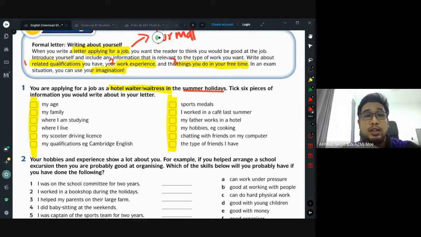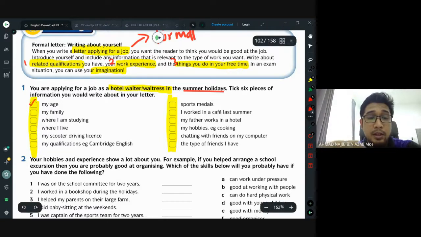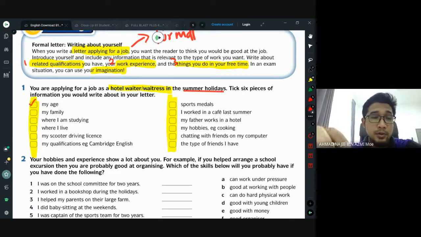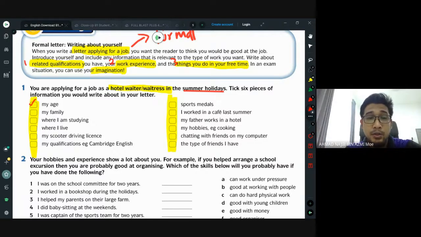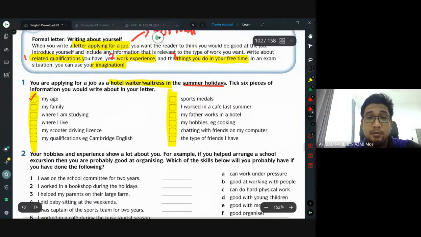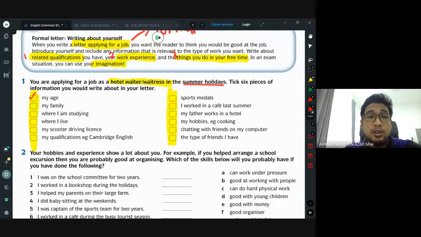Should we tell about our age? Number 1. Yes or no? Yeah. Yes, of course. This is important detail. My family. Should we? No. No. Your boss, your potential boss, bakal bos kamu tu, dia tak nak tahu kamu tentang keluarga kamu, dia nak tahu tentang kamu. Where I am studying. Is that relevant?